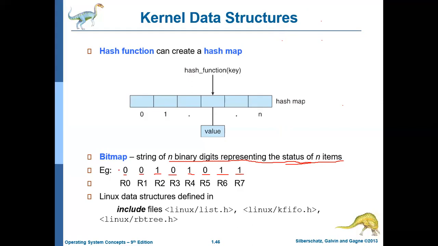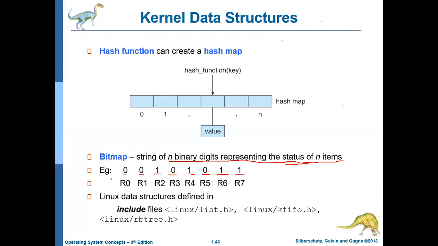The 0th bit refers to resource 0, the first bit refers to resource 1, the second bit refers to resource 2, and so on, up to the 7th bit referring to resource 7. Each of these resources may refer to some physical or logical resource. This may be memory, CPU, printer, scanner, some file, some process, whatever it may be. Each of these is a binary value, so it can be either 0 or 1.